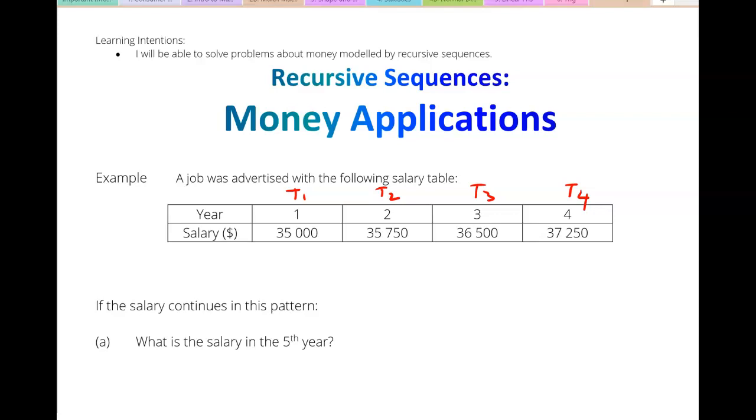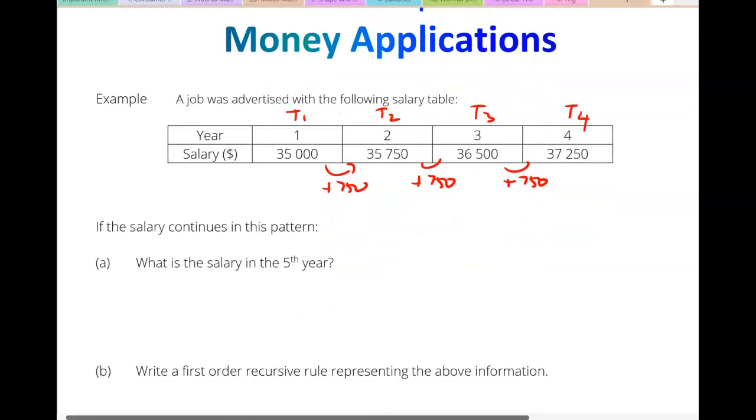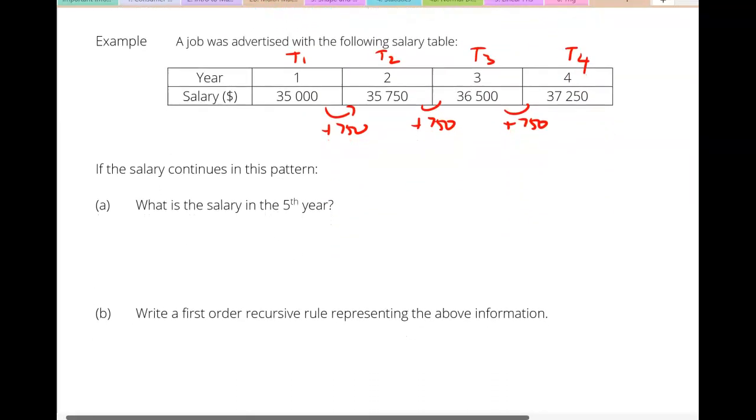Yeah, it's adding 750 each time. So going up by 750. Don't assume that that is necessarily going to be the case where you're adding. It could be, often salaries increase by a certain percentage actually. Maybe not necessarily consistent, but in the context of these problems it would have to be, at least for some years. So what would be the salary in the 5th year? If we had to keep going, what would the salary be? 38,000.